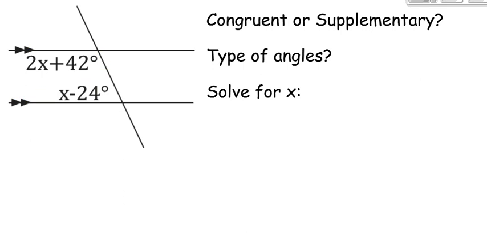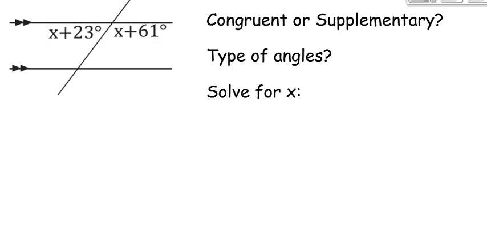This is going to be our second option where I have to add them to be 180. So 2x plus 42 plus x minus 24 has to equal 180. And then you can go ahead and solve for x and find the angle measures from there.